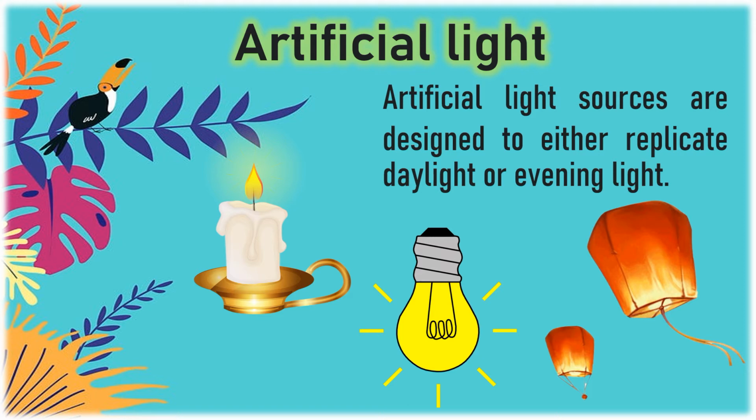Again, for artificial light, we have candle, light bulb, and lantern. And aside from those artificial lights that you can see on your screen, there are many other artificial lights that produce a light source, like flashlights, phones, TVs, and many more.